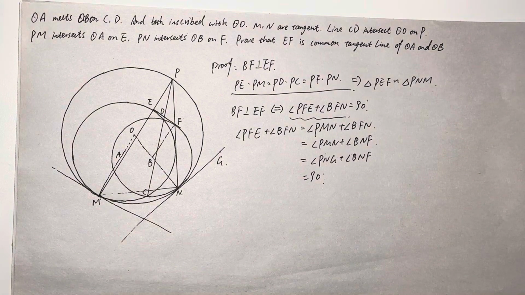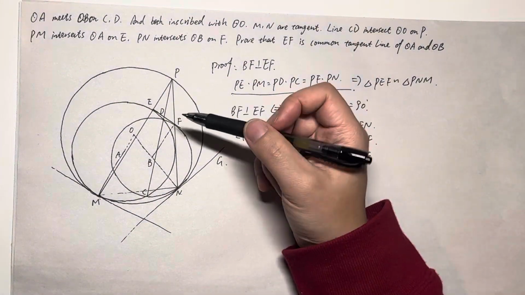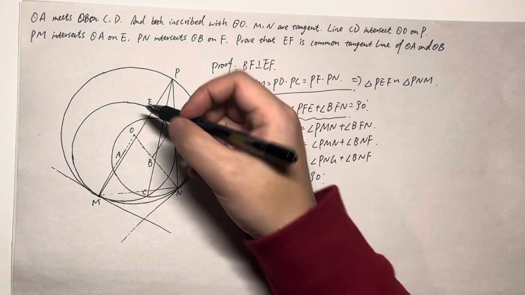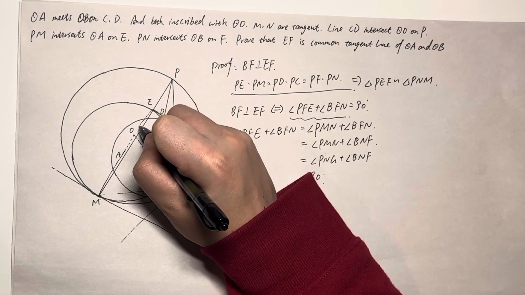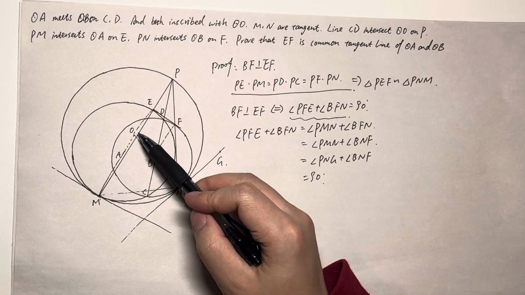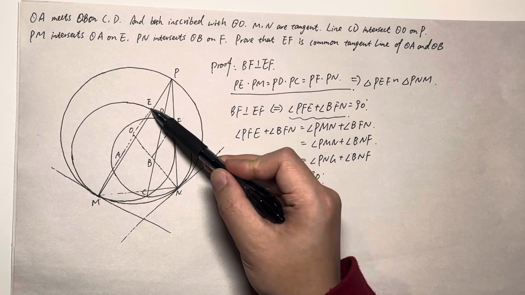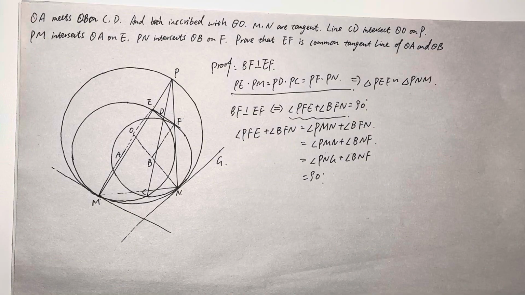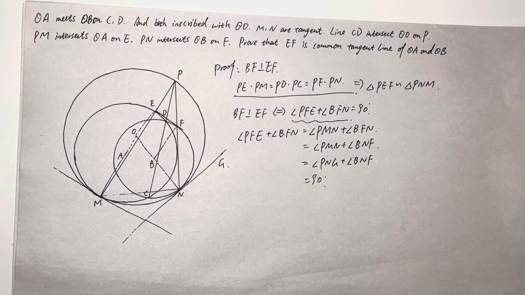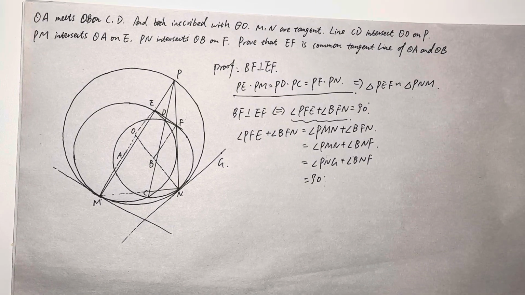For circle A, it's very similar. We want to prove that OE is perpendicular to EF. It's just a similar thing, so I would leave this to the audience.